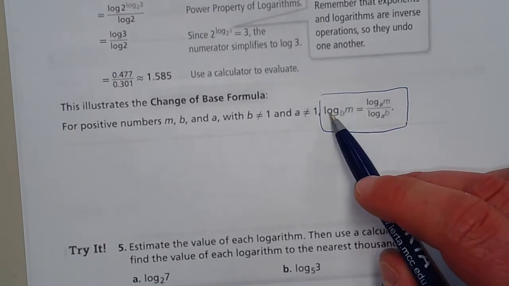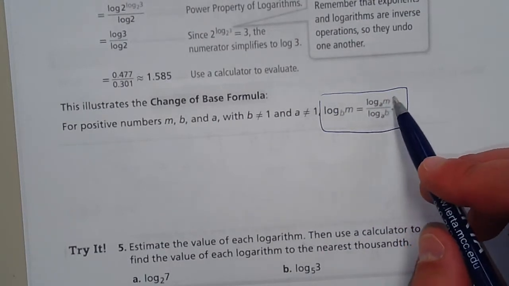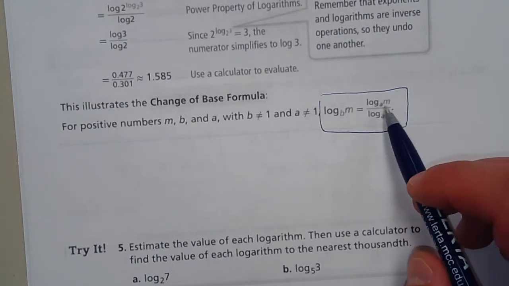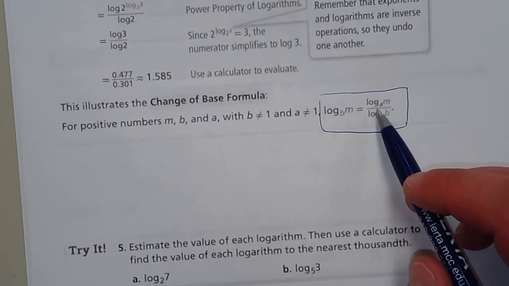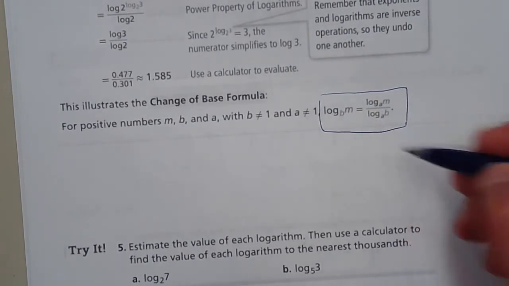But basically, if you want to do log of any base, you can simply do log of the argument divided by log of the base. And you can use any log here. These could be log base 10s. These could be natural logs. Essentially, you want to use anything you can put in your calculator.